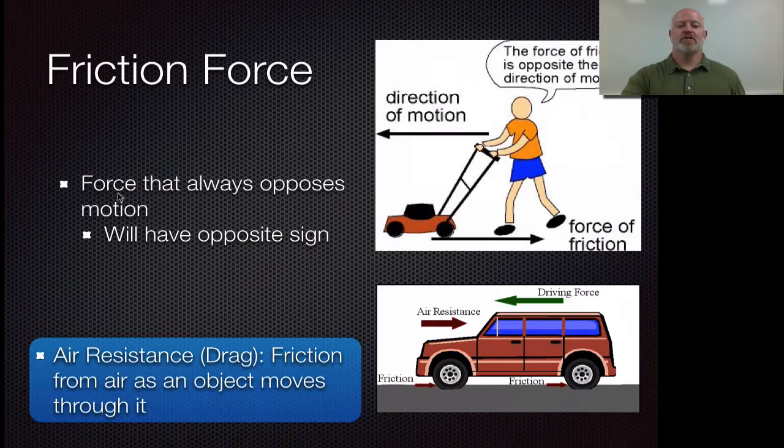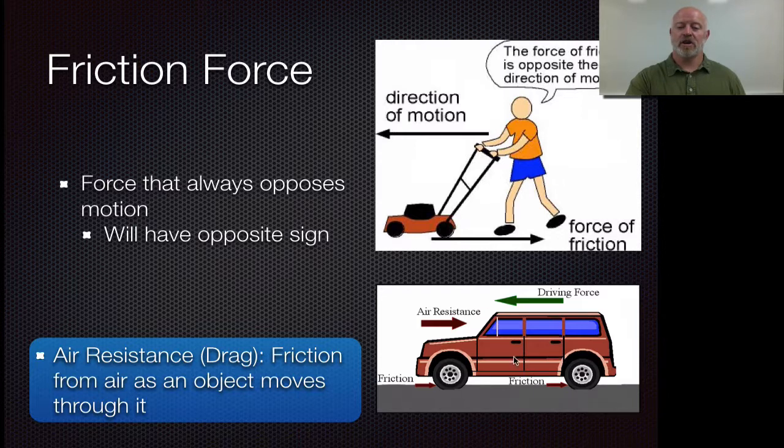Friction forces always oppose the motion. They will have an opposite sign. So whatever our motion is, they're going to be the opposite of that sign. If our motion is to the left and left is positive, we're going to make friction negative. If you're pushing a lawnmower and the applied force is to the left, the force of friction is to the right.